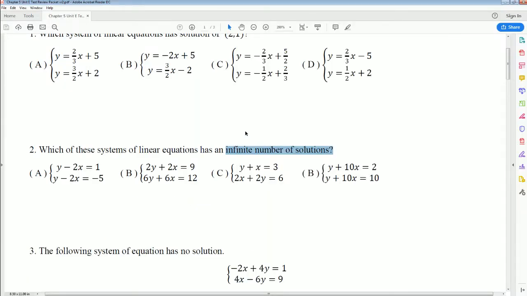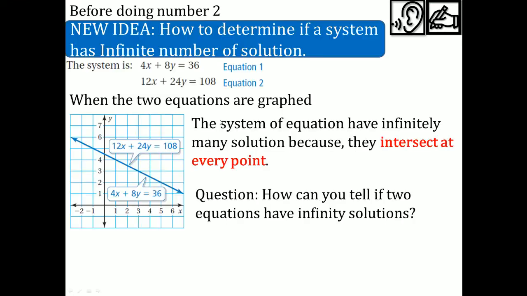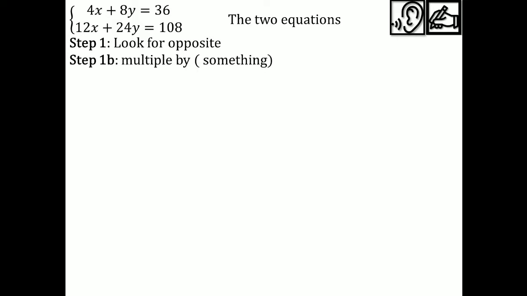Here was my problem. I did not do my problem yet. I gave you the two equations from before. We already know that it should be infinite in this case. Okay, here are my two equations. First of all, step one is to always look for the opposites. There's no opposite here. The coefficient in front of x, 4 and 12, those aren't opposites. 8 and 24, those aren't opposites.